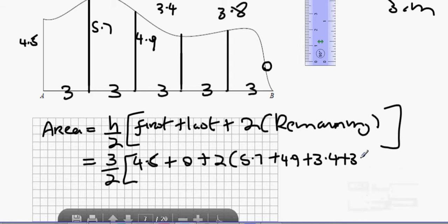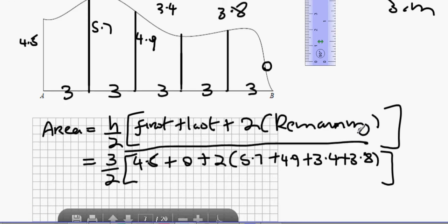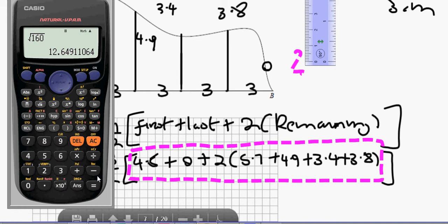Now what we have to do next is use the calculator to figure this out. First and foremost, we do what's in the brackets, and then we'll multiply the answer by 3 over 2. So we're going to get 4.5 plus 2, bracket, 5.7 plus 4.9 plus 3.4 plus 3.8, close bracket. We're going to get 40.1.